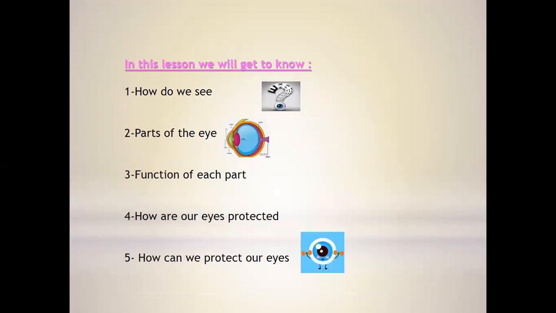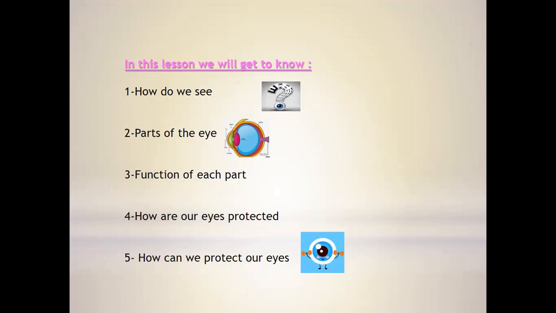In this lesson, we will get to know what we are going to learn in our new unit. One: how do we see? كيف إحنا بنشوف? What is the process that lets us see? Two: the parts of the eye. And we will also learn the function, the purpose or the job, of each part. يعني نتعرف على وظيفة كل جزء in our eyes.